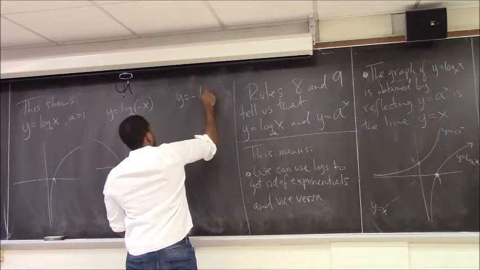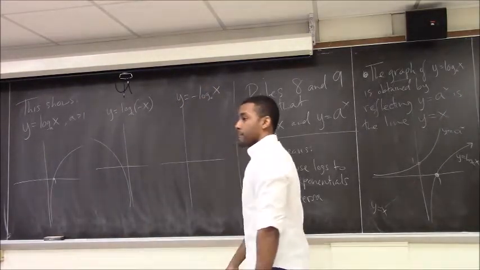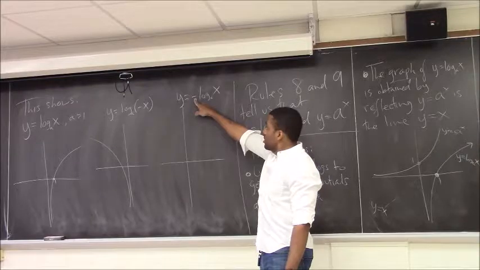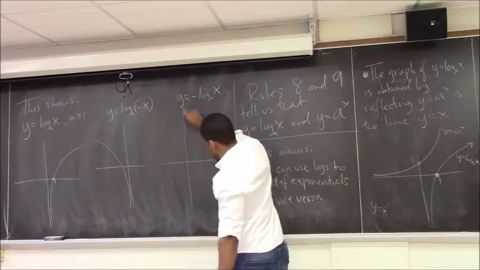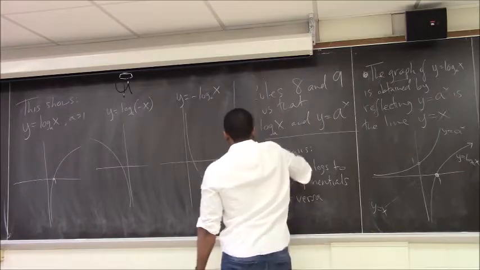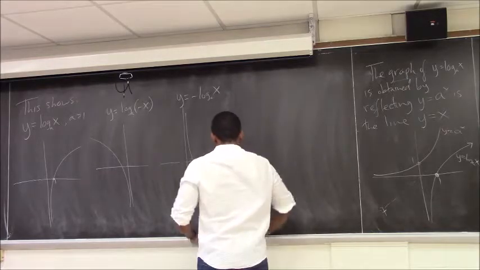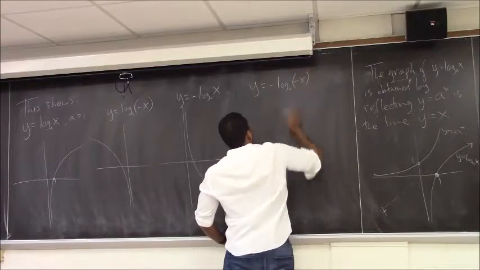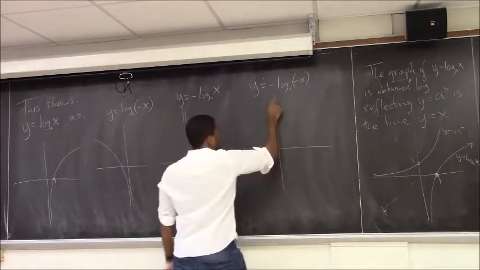What about minus log to the base a of x? When you put a minus in front of something, what does that do? Does it flip it over the x-axis? So it takes this graph and flips it over the x-axis. So it will look like that. What if I make both the inside negative and the outside negative? Well then that's just going to flip this one. That would look like this.